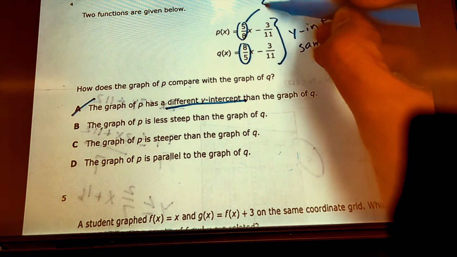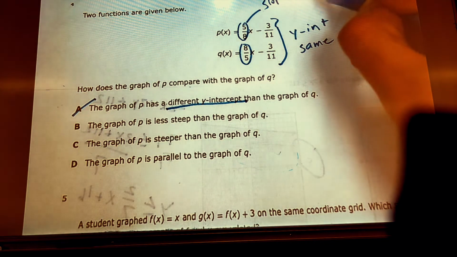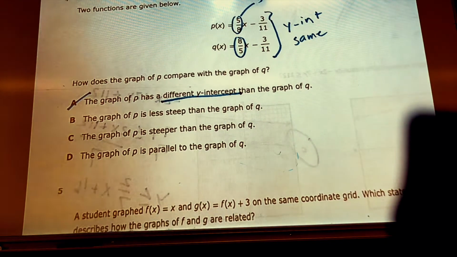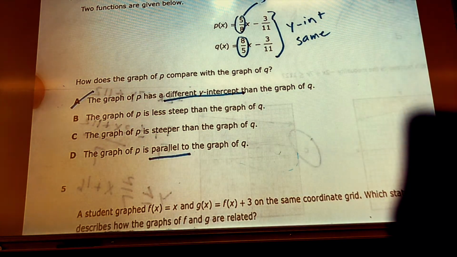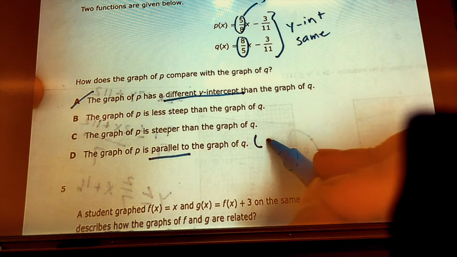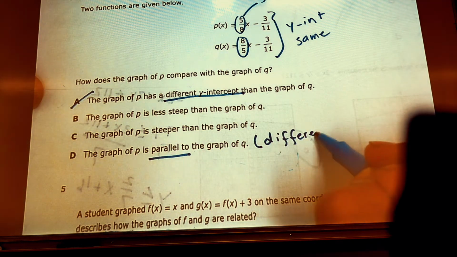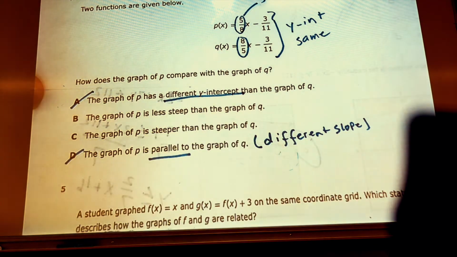These are the slope. Slope is what? Is it an S word? Steepness. Okay, slope is steepness. They are clearly different. If they're different, then they cannot be parallel. So this is wrong because they have different slopes. Okay, this is a different slope. They cannot be parallel. Say goodbye to D.